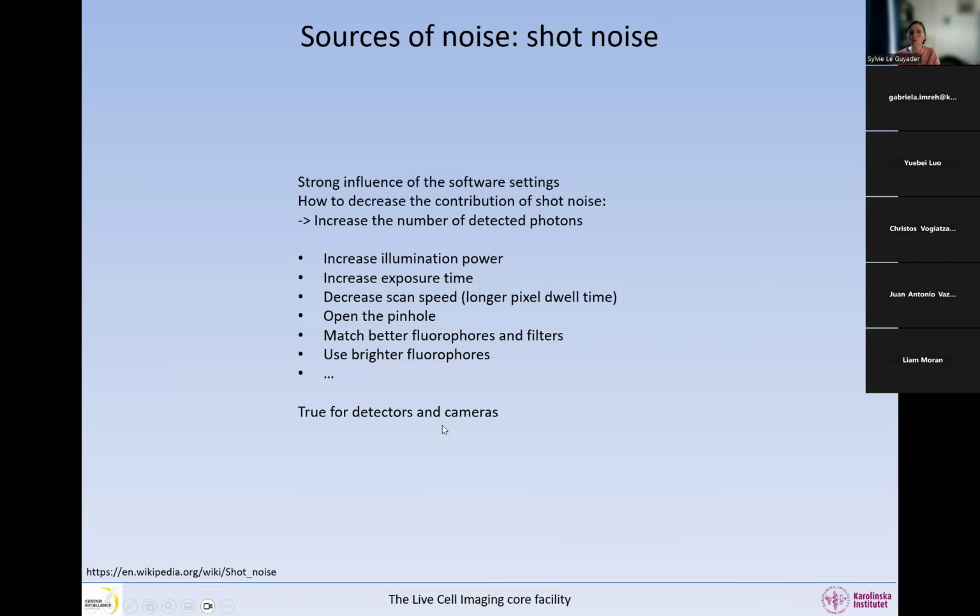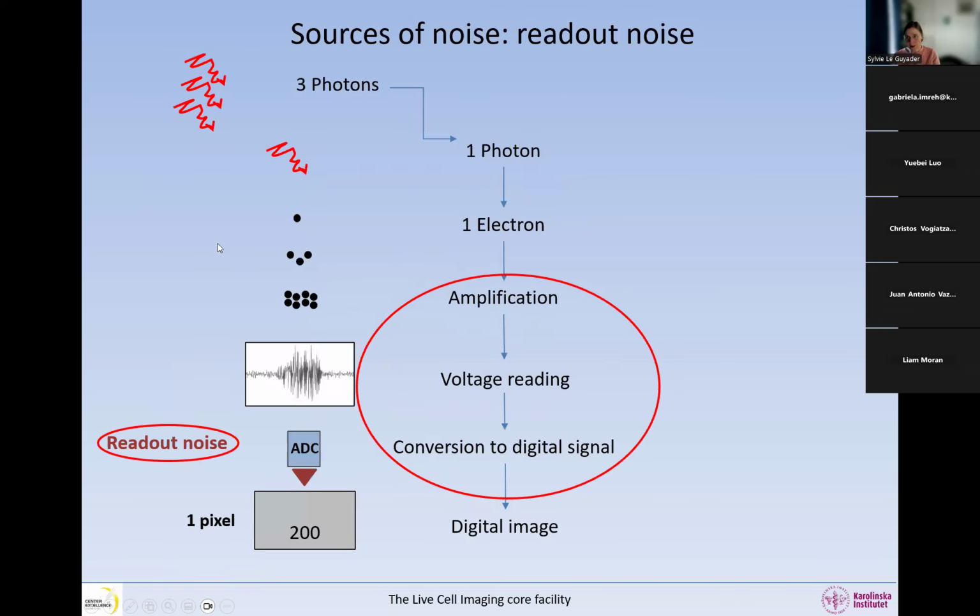And this is true for both detectors and cameras. For all systems, you have shot noise as soon as you deal with light, and you can do all these things to decrease the contribution of the noise in the image. So we've seen the dark noise that we can ignore. We've seen the shot noise that we can influence very much. And now we're going to look at the readout noise. And this comes from the electronic noise that comes from the amplification and the reading of the voltage.